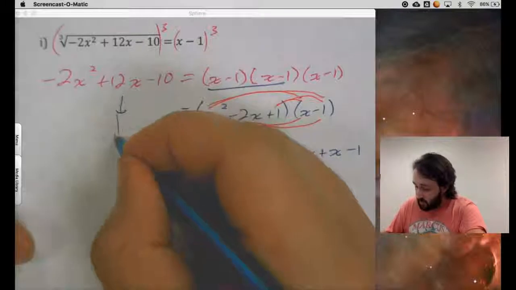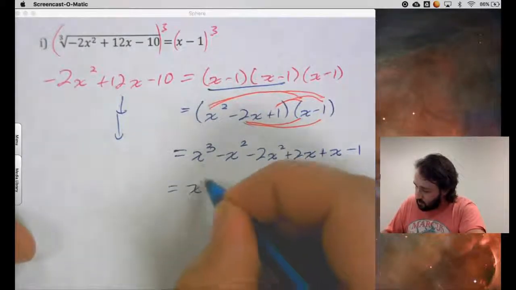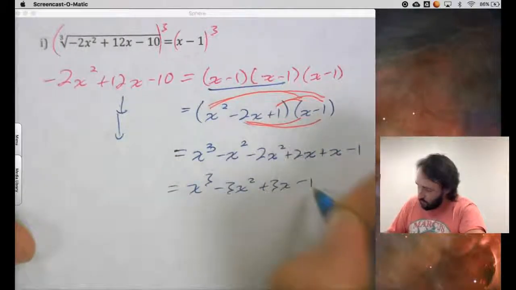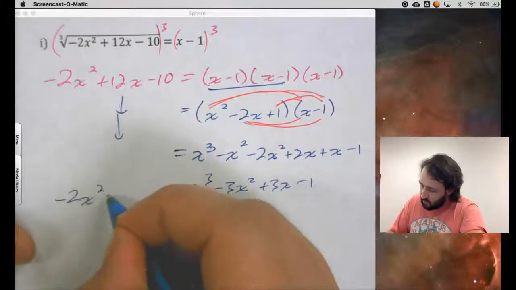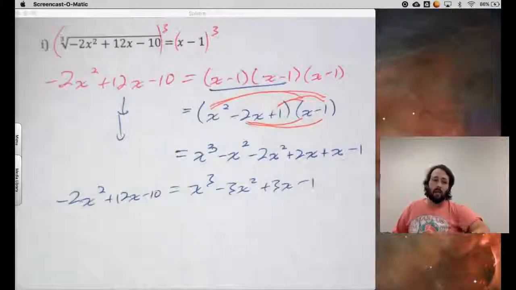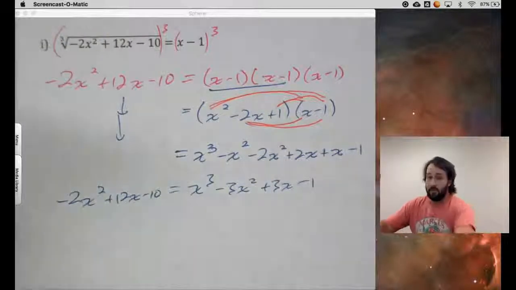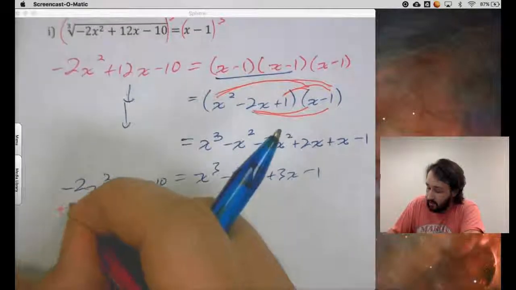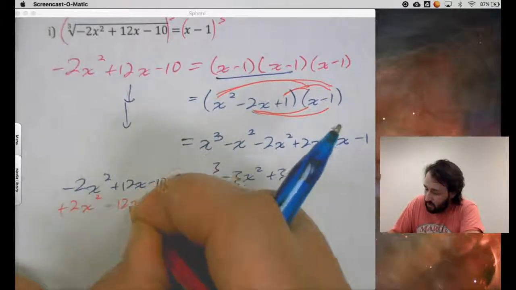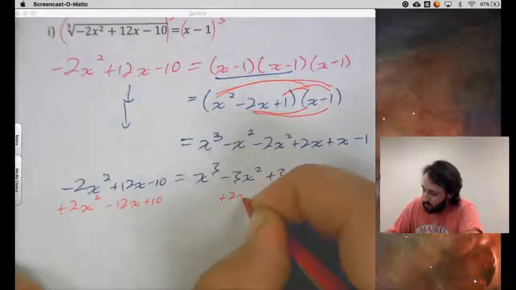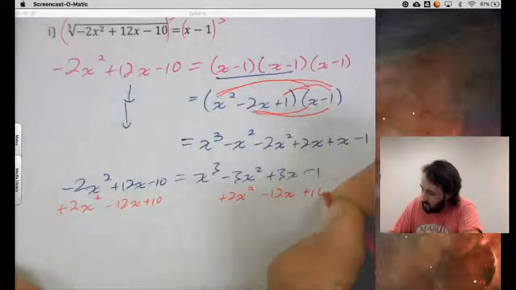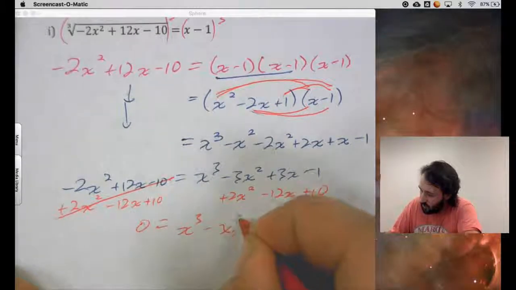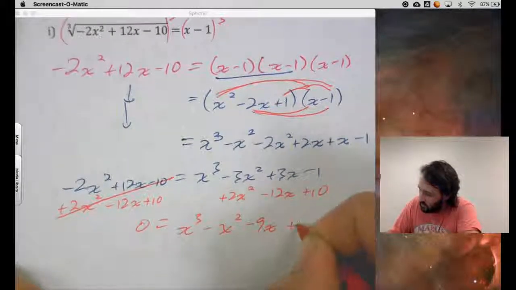Combine like terms. Still this side is staying the same. So I have x cubed minus 3x squared plus 3x minus 1 equals this other side, negative 2x squared plus 12x minus 10. All right. Now we can actually keep working with it. So I'm going to make it equal 0 since I have a polynomial, and hopefully we can factor by grouping. So plus 2x squared minus 12x plus 10. That makes 0 on that side, so 0 equals x cubed minus x squared minus 9x plus 9.